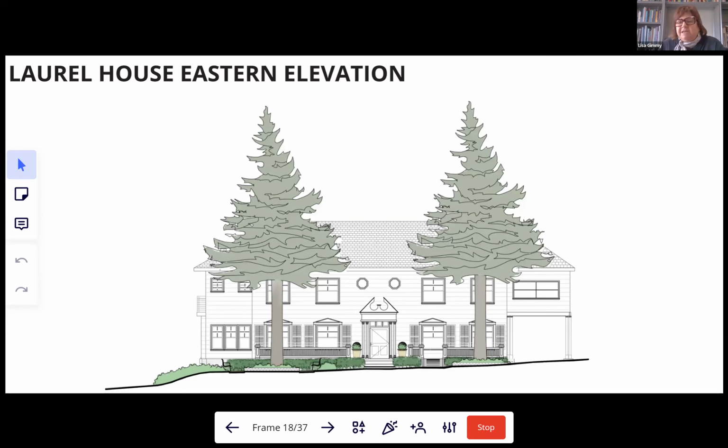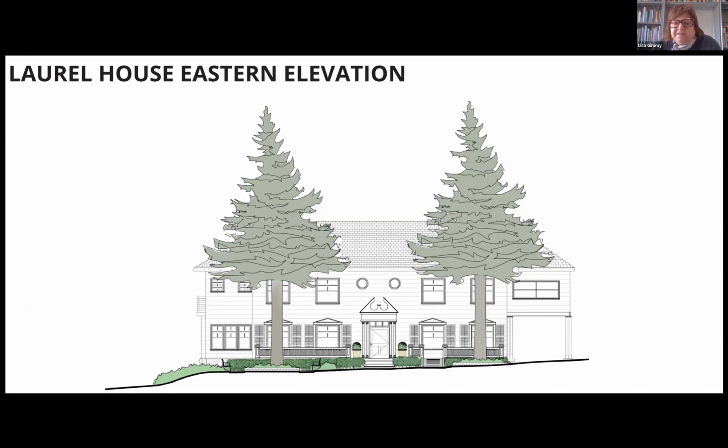Okay. So you can see here what that intervention is going to look like. It's very modest. We have centered it on that window. So it'll just be an incision in the existing railing for the porch. And you can see here the two character-defining deodar cedar trees and the ring of masonry that surrounds them. All of that is going to be protected in place.